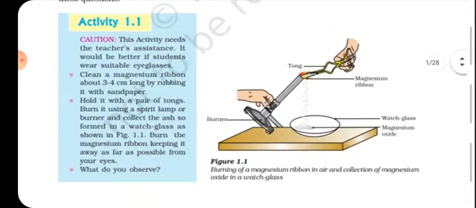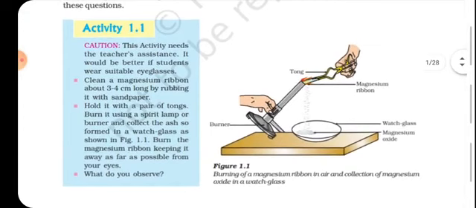See, they have also given an activity over here, which is burning a magnesium ribbon in air and collecting magnesium oxide in a watch glass. The activity needs the teacher's assistance. Clean a magnesium ribbon about 3 to 4 cm long by rubbing it with sandpaper. Hold it with a pair of tongs. Burn it using a spirit lamp or a burner and collect the ash so formed in a watch glass.